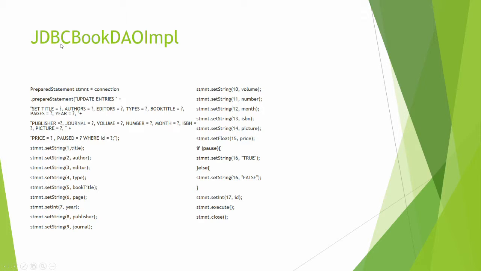And then a JDBC book DAO implementation will be executed. In here, you will update the entry and set the pause to true or false, depending on what's the previous state.